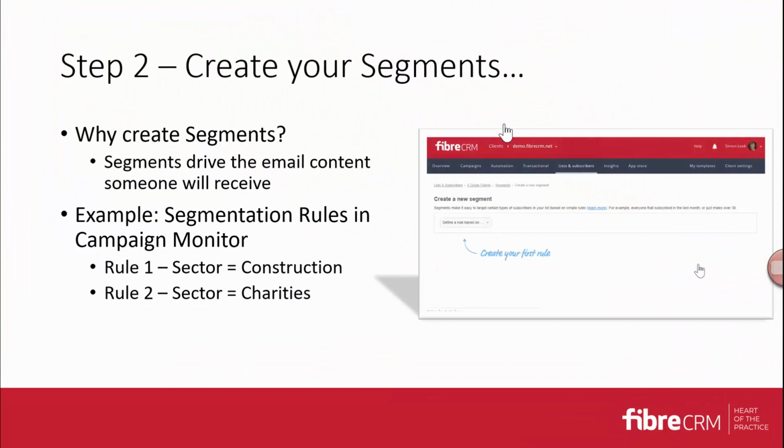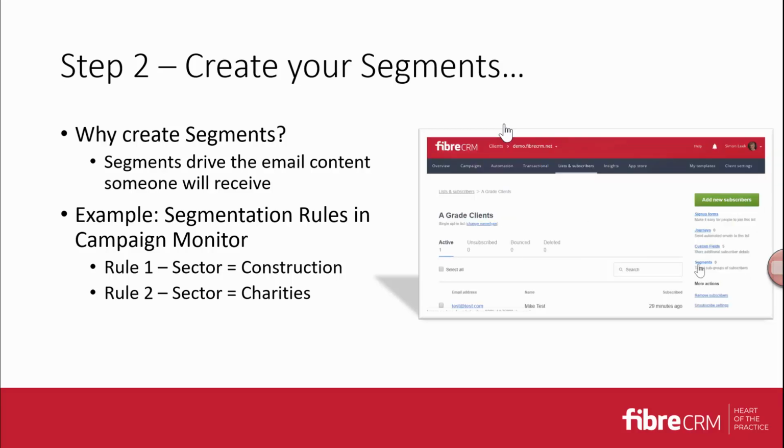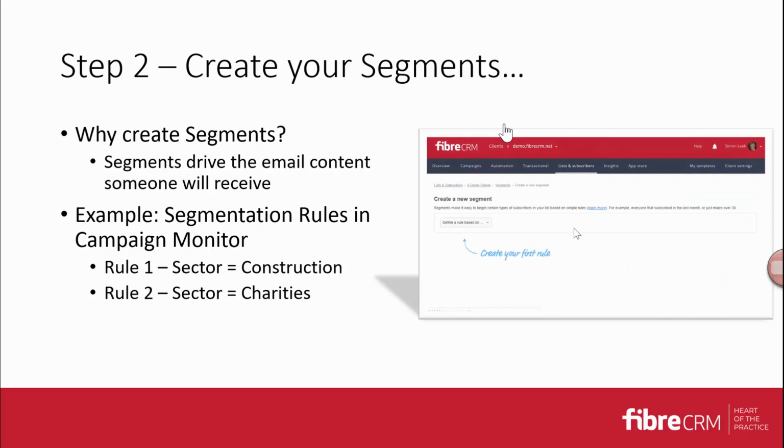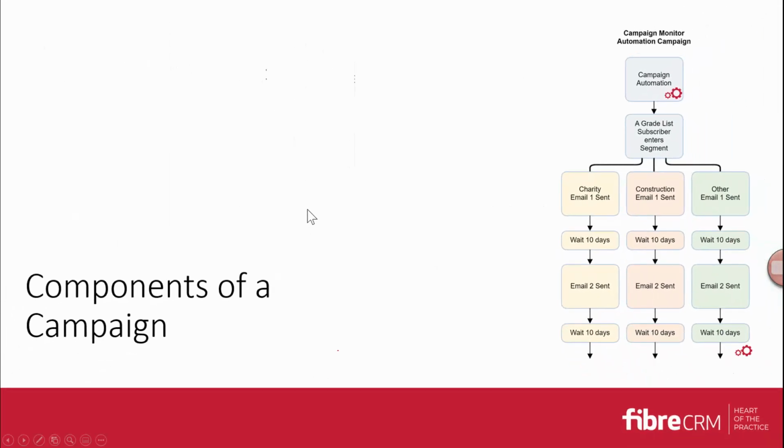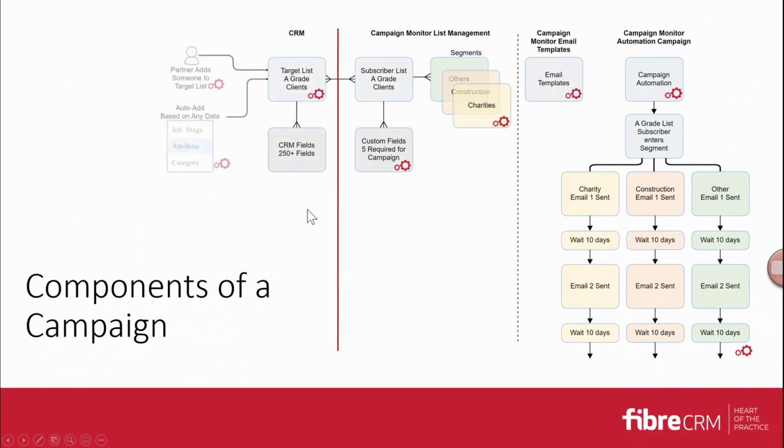So we'd go to the segments within the list and define some rules. In this case, sector equals charity, and give it a name. So this is our charity segment, and then it will make sure that anybody in that sector will go into the right segment. And we just build that out for each of our different segments.